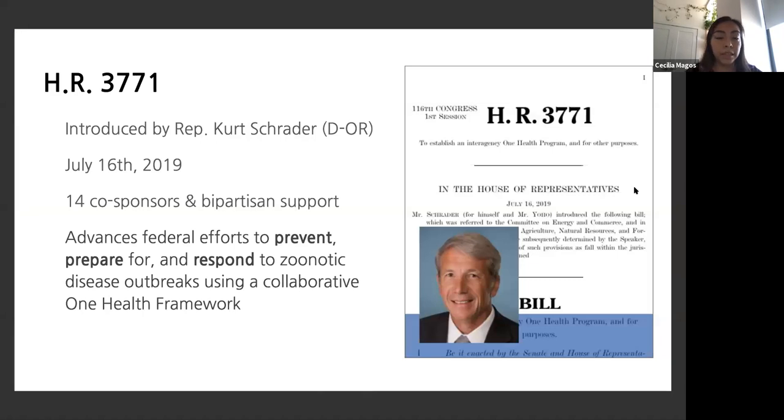So the Advancing Emergency Preparedness Through One Health Act of 2019 is a multi-sectoral response to public health threats that can cause major economic impact and identify potential bioterrorism. The bill was introduced to the House in July 2019 by Representative Kurt Schrader, and its goal is to advance federal efforts to prevent, prepare, and respond to zoonotic disease outbreaks using a collaborative One Health framework. It currently has 14 co-sponsors and bipartisan support as well.